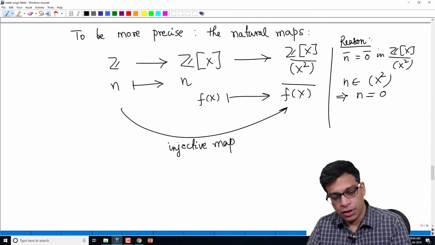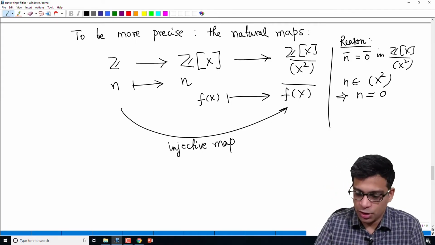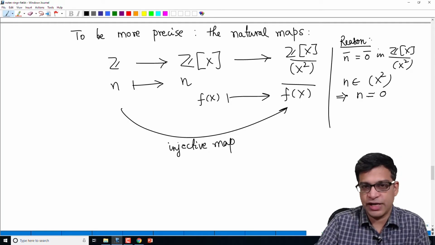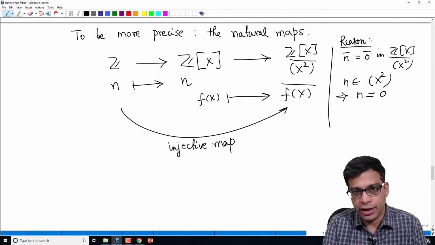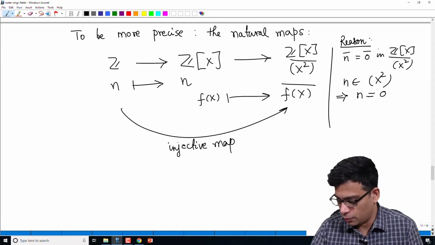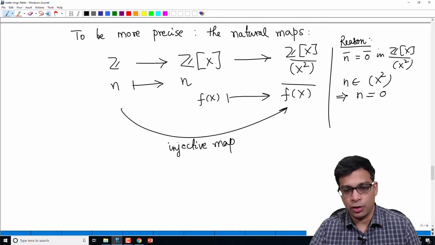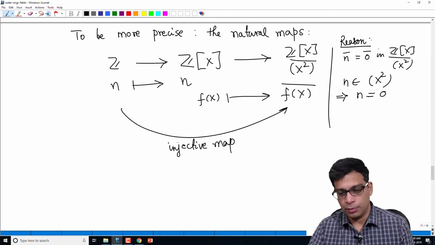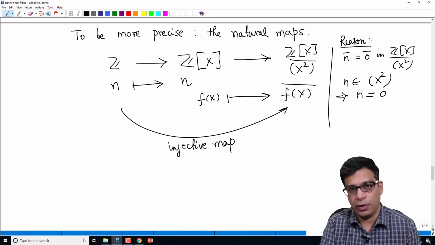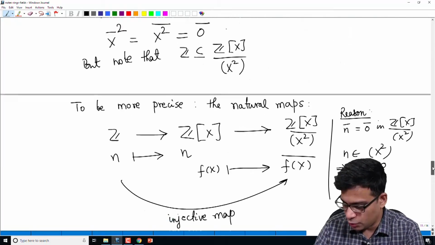Once it's an injective map, Z is isomorphic to its image by the first isomorphism theorem. So you can think of Z as a subring of Z[x] mod (x squared). Z is an integral domain, but Z[x] mod (x squared) is not an integral domain. So subrings of integral domains are integral domains, but a bigger ring containing an integral domain is not necessarily an integral domain. So these are some examples of integral domains.